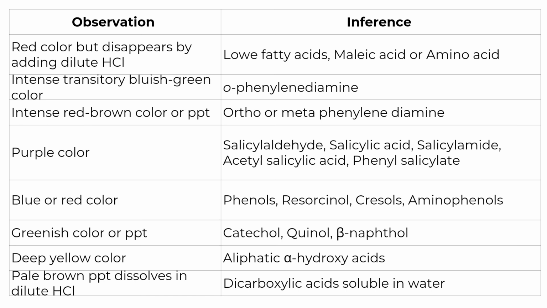Intense transitory bluish green color: o-phenylenediamine. Intense red-brown color or PPT: ortho or meta phenylenediamine. Purple color: salicylaldehyde, salicylic acid, salicylamide, acetyl salicylic acid, phenyl salicylate. Blue or red color: phenols, resorcinol, cresols, aminophenols. Greenish color or PPT: catechol, quinol, beta-naphthol. Deep yellow color: aliphatic alpha hydroxy acids. Pale brown PPT dissolves in dilute HCl: dicarboxylic acids soluble in water.